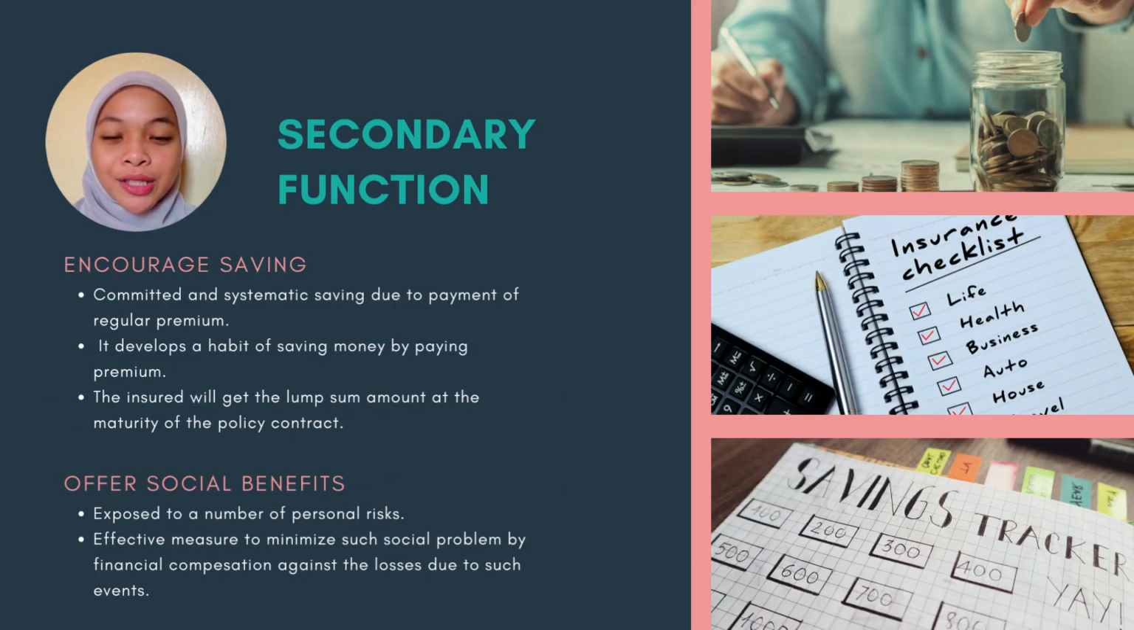Okay, now I'm going to explain 2 points from secondary functions, which are encourage saving and offer social benefits. First, encourage saving. Why? Because insurance acts as a committed and systematic saving due to payment of regular premium, and it develops a habit of saving money by paying the premium. So the insured will get the lump sum amount at the maturity of the policy contract. Next is offer social benefits. We as humans are exposed to a number of personal risks, and paying insurance is one of the effective measures to minimize such social problems by financial compensation against the losses due to such events.